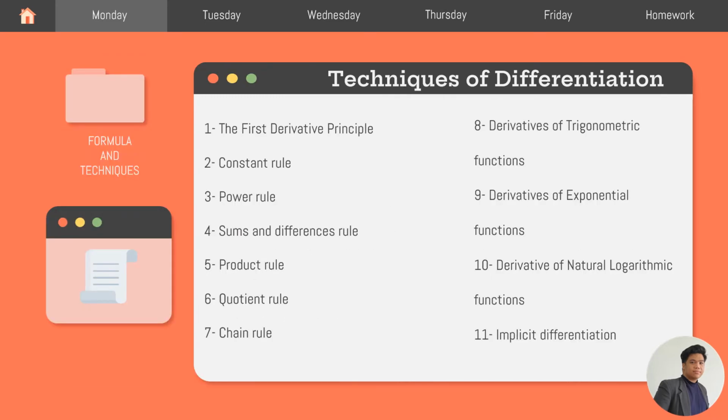There are different techniques of differentiation: the first derivative principle, constant rule, power rule, sums and differences rule, product rule, quotient rule, chain rule, derivatives of trigonometric functions, derivatives of exponential functions, derivatives of natural logarithmic functions, and implicit differentiation.